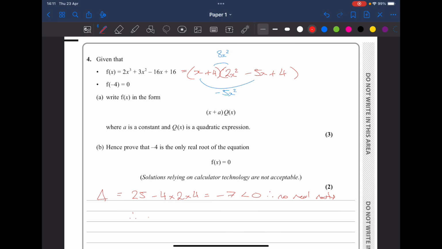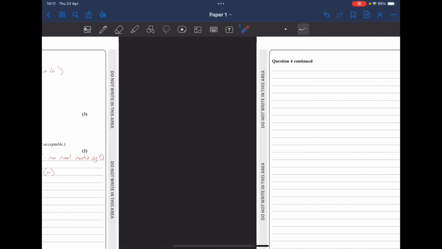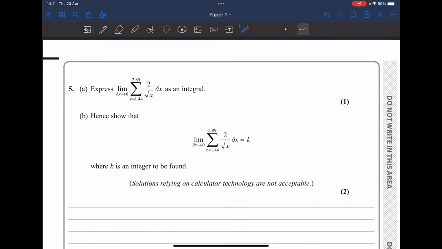So therefore negative 4 is the only real root of the entire cubic that we had, so f of x that we were given. So it's no real root of q, I suppose. Yep, that looks good to me. So yeah, this was the only root. This one had no roots, so this one must be the only root. Let's keep going to number 5.